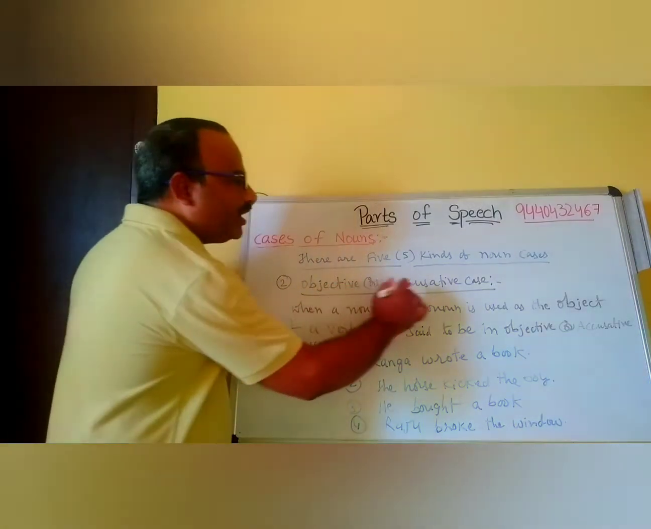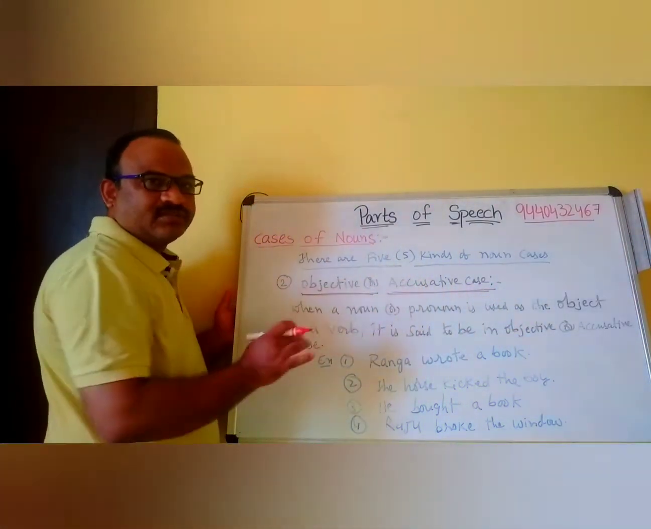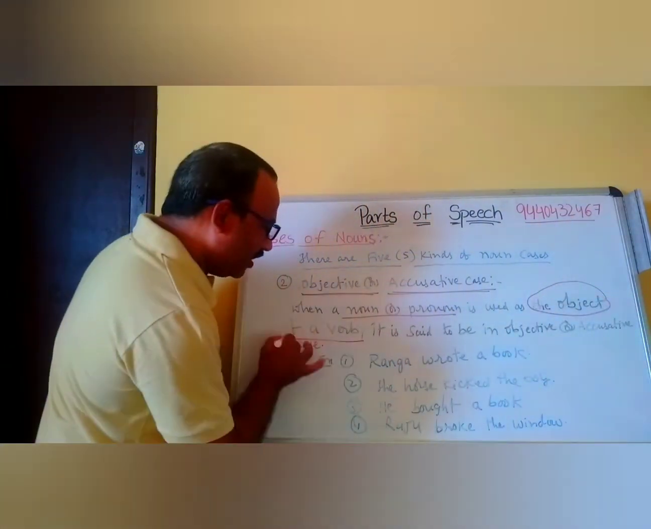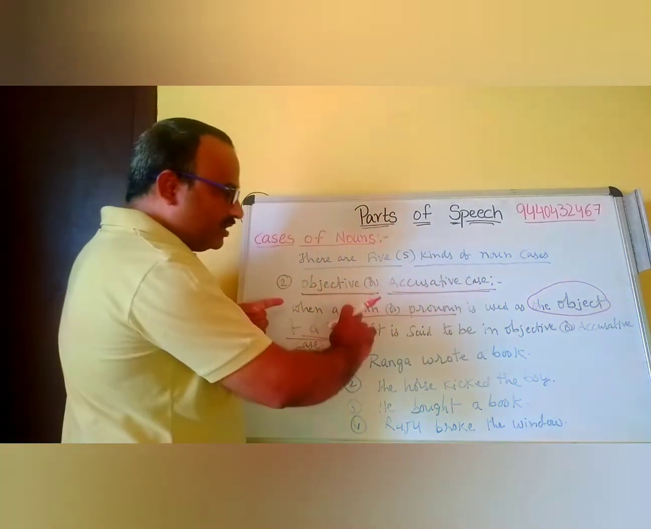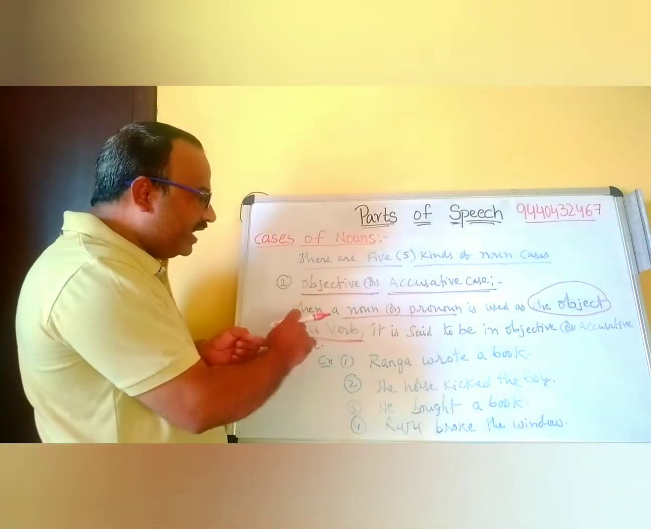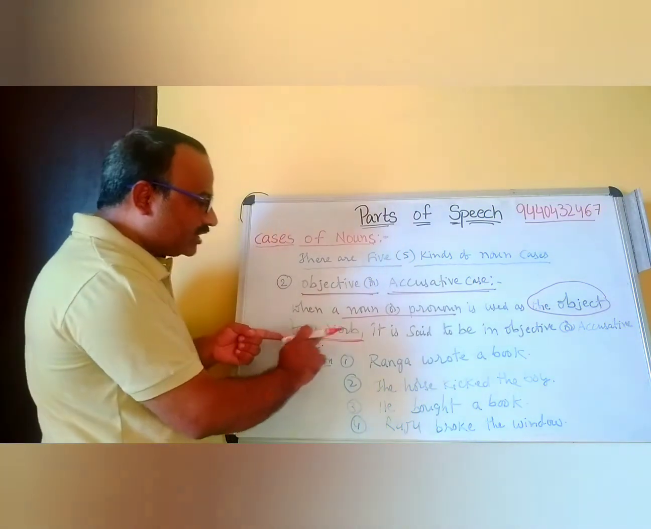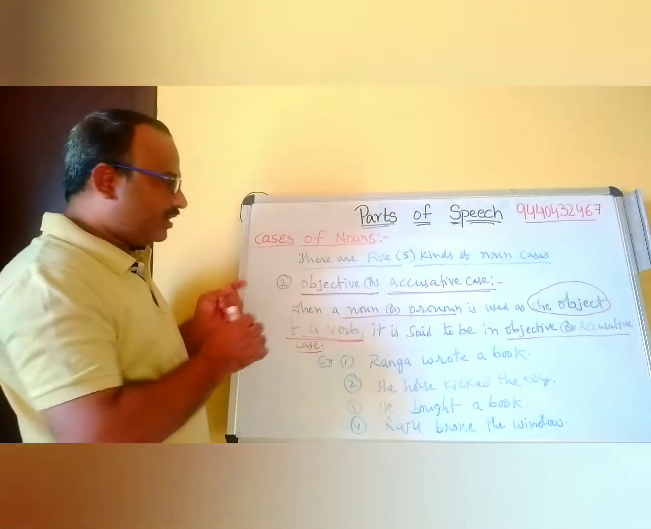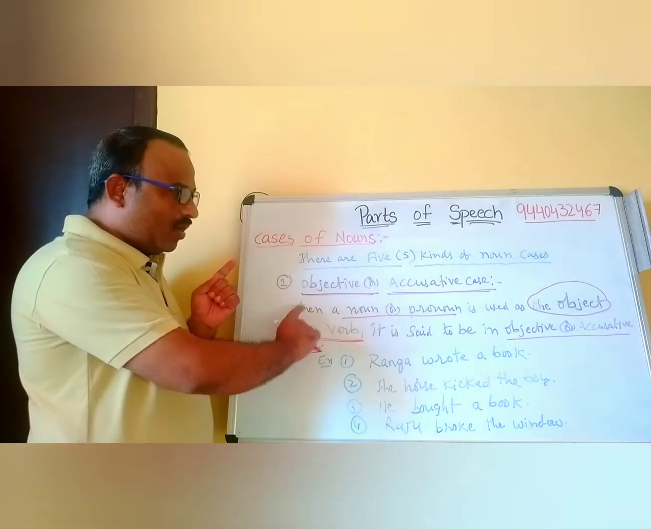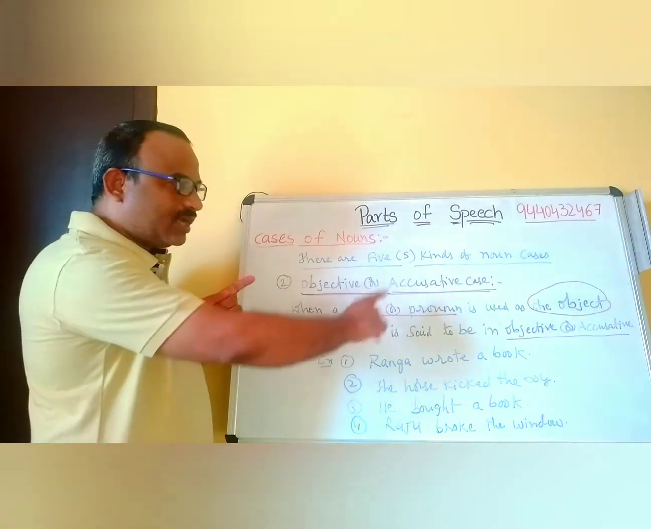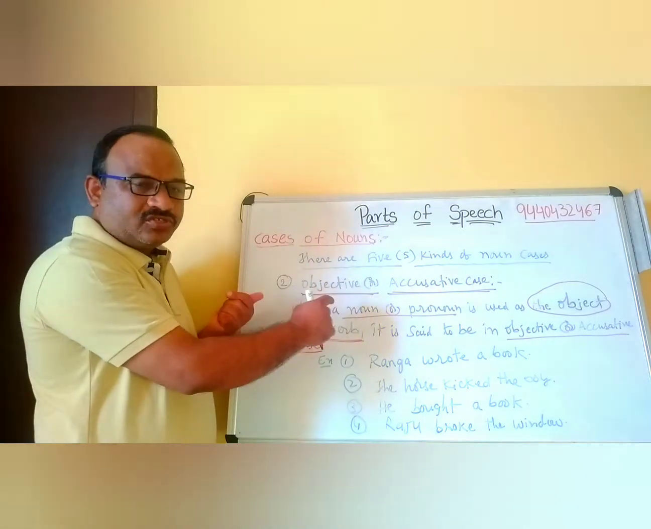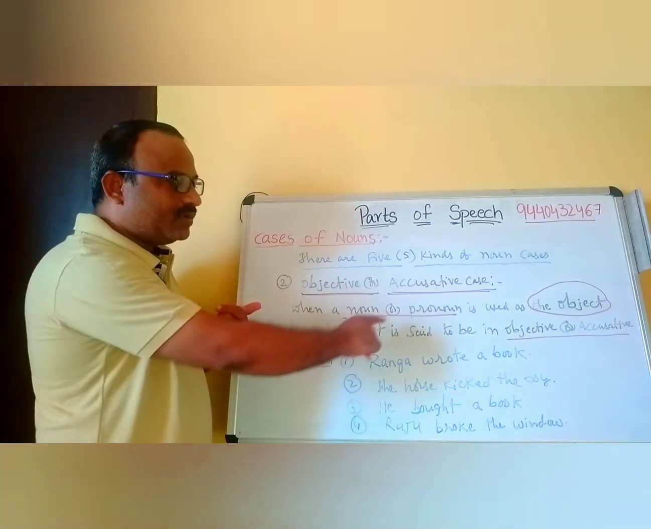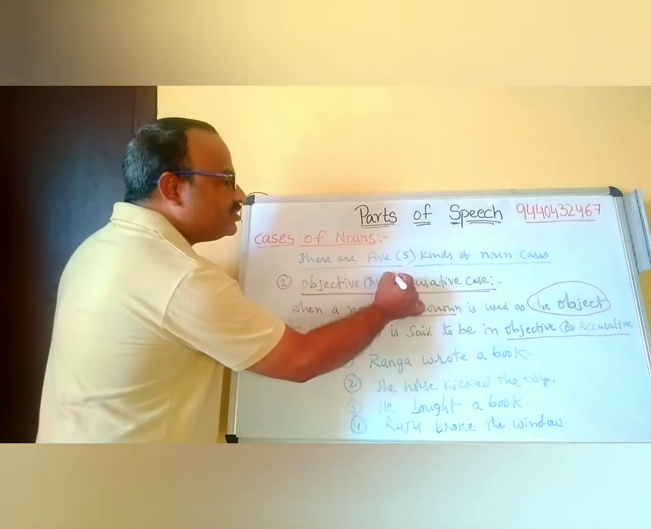Now, second one is objective or accusative case. When a noun or pronoun is used as the object of a verb, it is said to be in the objective or accusative case. In the nominative case, the noun or pronoun is the subject of a verb; here it is the object of a verb.